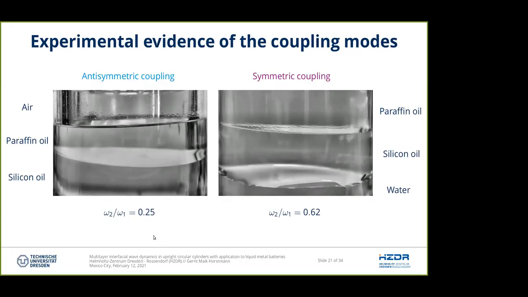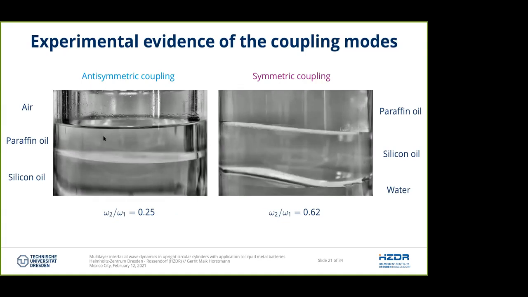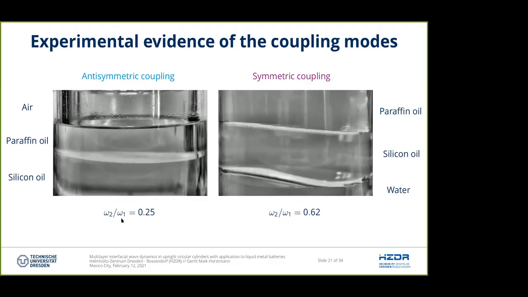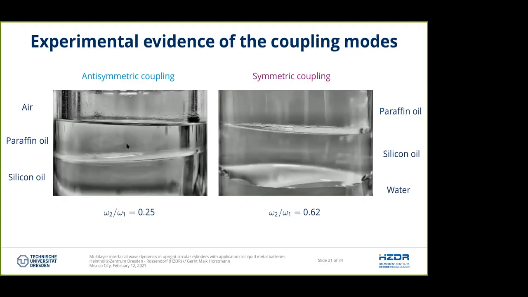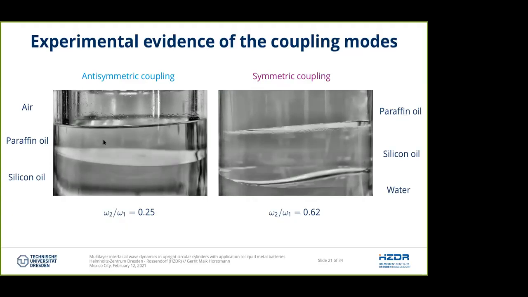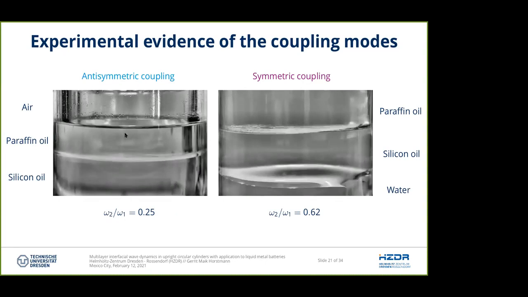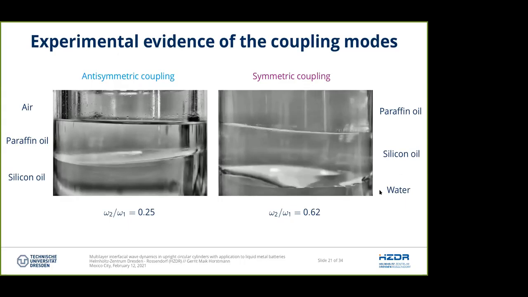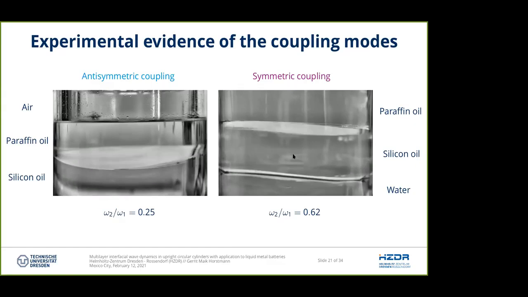Here I have a scenario where I have paraffin oil over silicone oil, and at the top layer just air. So those interfaces here have very different eigenfrequencies. So I have a very small A here, a small coupling parameter, and indeed I found the slow wave mode, the antisymmetric coupling motion. While here I have a stratification of two oils and water, where A is far closer to 1, and I found the symmetric wave mode.